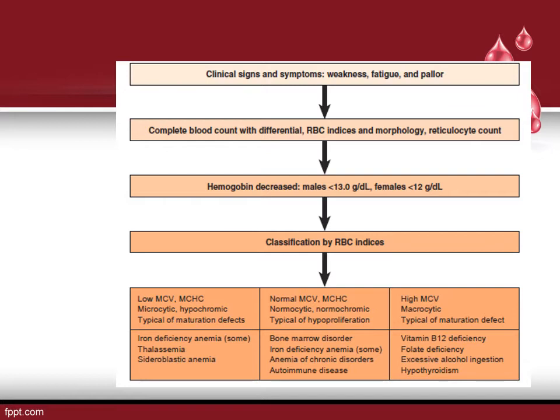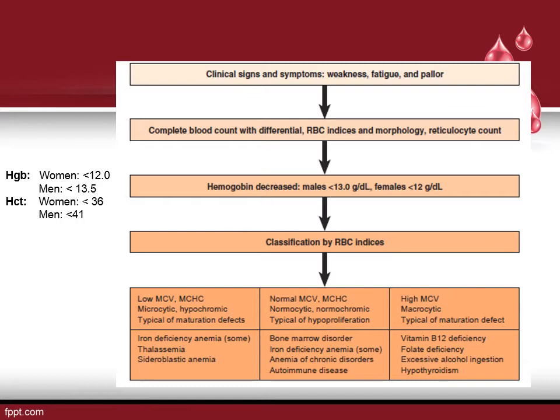Next is decreased hemoglobin. If the hemoglobin in males is less than 13 grams per dL, and in females less than 12 grams per dL, it is a manifestation of anemia. So we have other parameters to identify if the patient has anemia. First, the hemoglobin level is less than 12 in women and less than 13.5 in men, while the hematocrit is less than 36 in women and less than 41 in men.